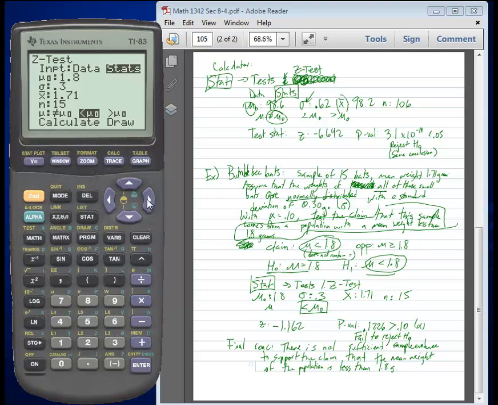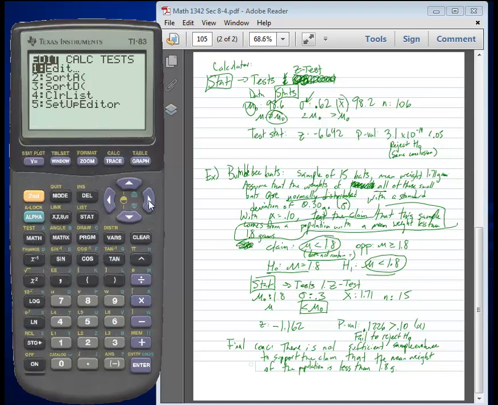Alright, we'll go down to calculate, or again, if you like, you can go to draw. I'll show you that one more time, just like last time. A left-tailed test, so that left tail is shaded. How much of it is shaded is that p-value, and the boundary for that shaded area is our test statistic there. So our test statistic was negative 1.162, and the p-value is 0.1226.